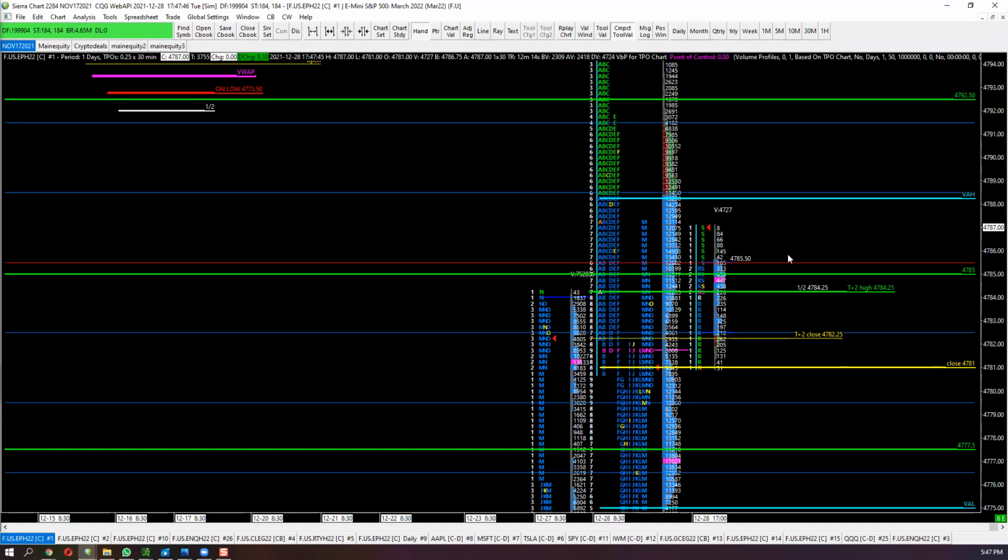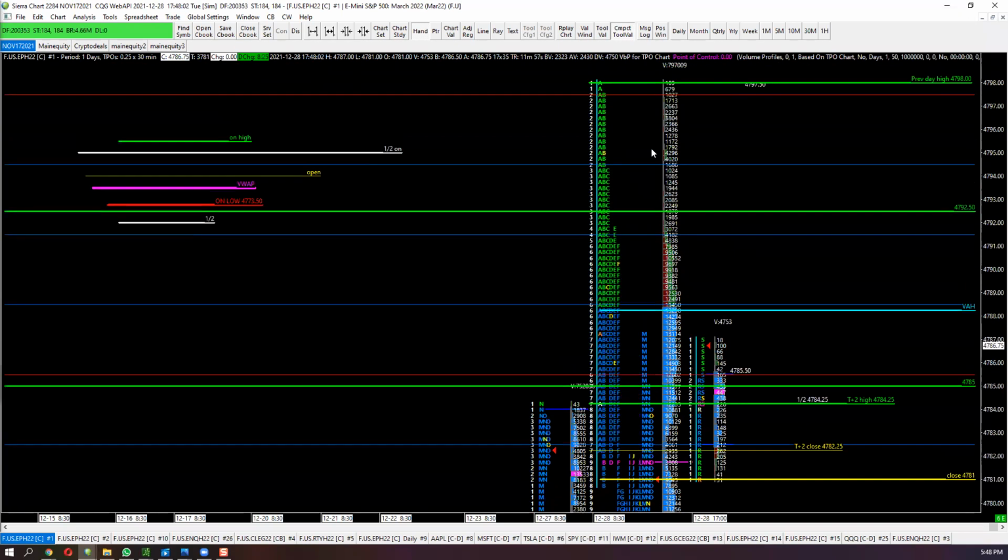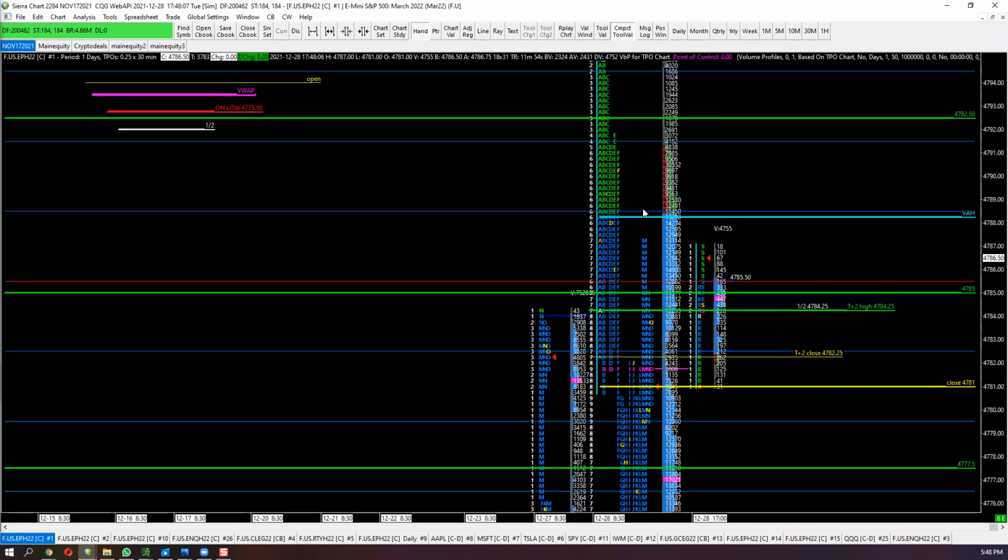Where do you get in? Where do you get out? Where do you put your stop? Why is the trade going to work? How do you manage your expectations when you're in the trade? That's all you need to know. The blue areas are the volume value area. The green areas are the areas outside of value.